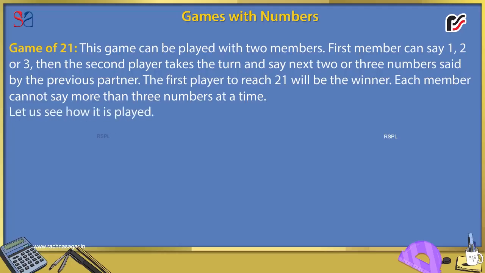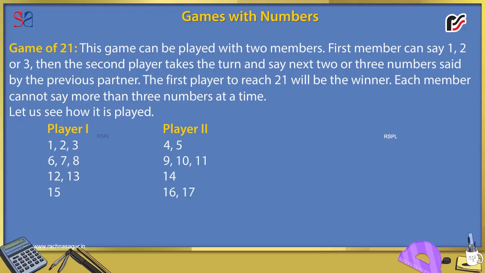Let us see how it is played. Player 1, Player 2, 1, 2, 3, 4, 5, 6, 7, 8, 9, 10, 11, 12, 13, 14, 15, 16, 17, 18, 19, 20, 21. So here player 2 is the winner.